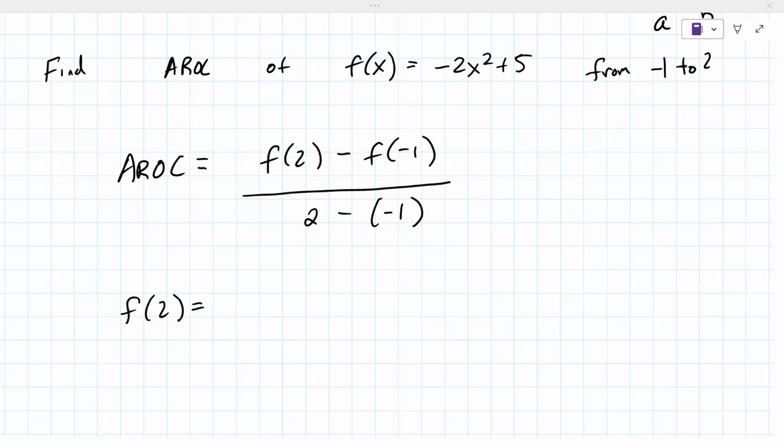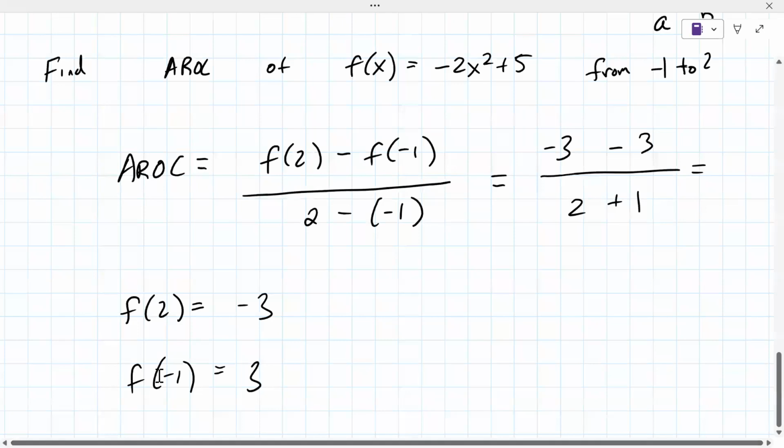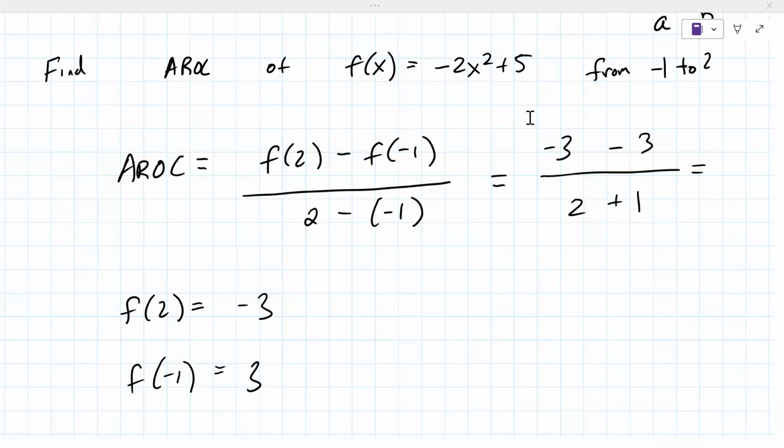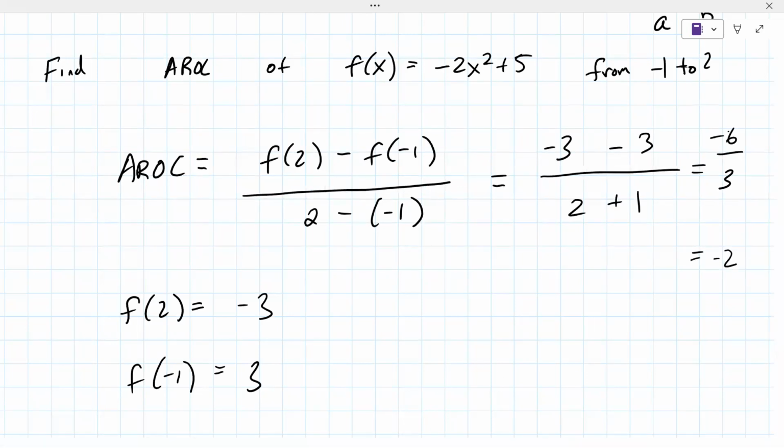Okay, so it would be -3. And what is f of -1? 3. It's 3. So f of 2 is -3 minus 3 over 2 plus 1. What does this simplify to? -6 over 3, which is -2. Okay. All right, good job.